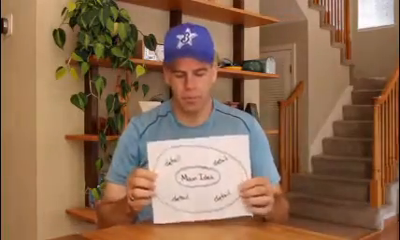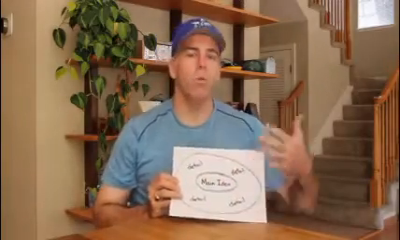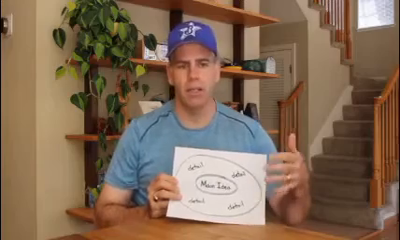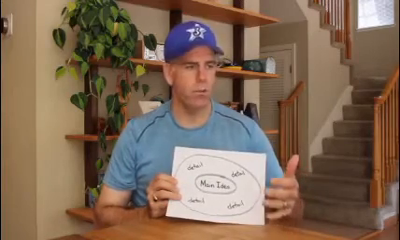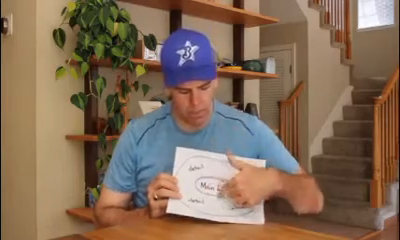So it basically just looks like this. So in the middle of the paper, you're going to write your main idea. What are you writing about? Are you writing about spiders? Are you writing about cars? Are you writing about your favorite toy? Okay? And then you're going to put a circle around that.